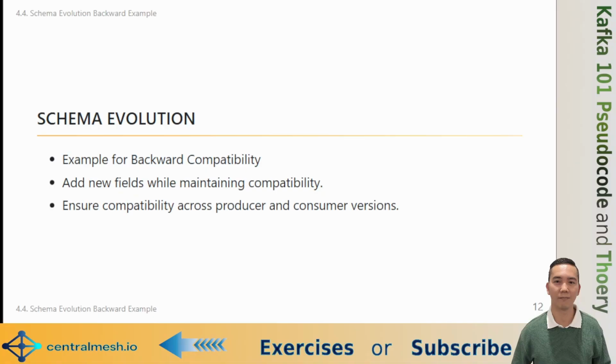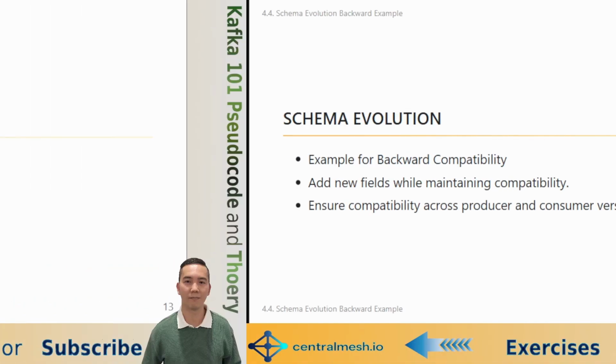Backward compatibility means that older consumers can still read the data, even if it includes a new field. For example, if we add an optional field, older consumers will simply ignore it. However, some changes like removing a field or changing its type can cause compatibility issues. These are known as breaking changes. They require careful handling to avoid disruptions in your data pipeline.